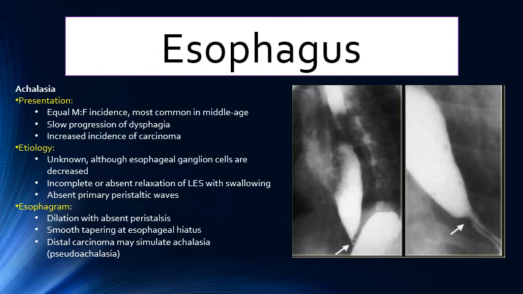We will start with the pathology of the achalasia. The patient presents with progressive dysphagia, and the hallmark of the disease is stenosis, just like here in the lower part of the esophagus and the cardia or gastroesophageal junction.